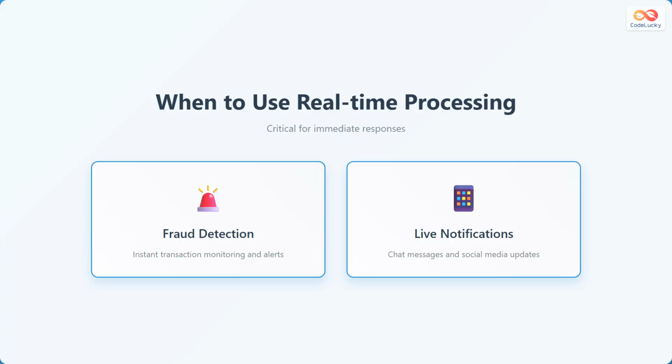Now let's explore the use cases for real-time processing. Real-time processing is critical for scenarios requiring immediate responses. One such example is fraud detection, where instant transaction monitoring and alerts are crucial. Another prime example is live notifications, such as chat messages and social media updates. Fraud detection is represented using an alert emoji, and live notifications is represented using a mobile phone emoji.